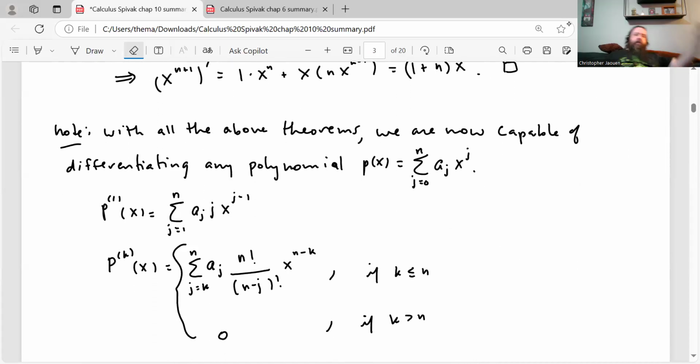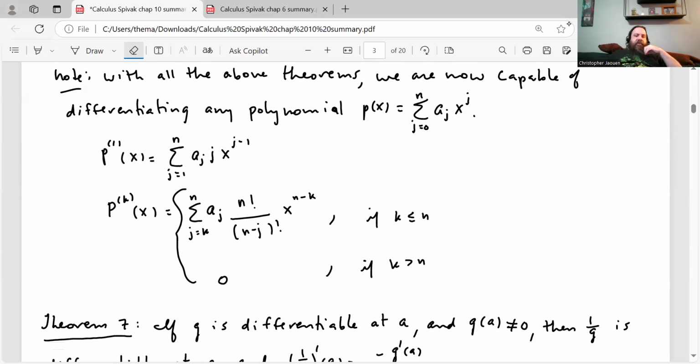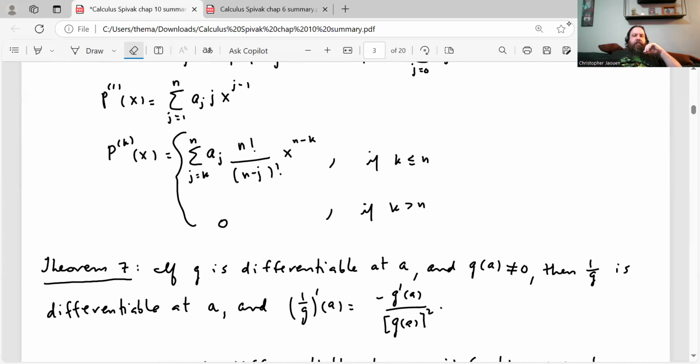Okay, we have another note here. With all the above theorems, we're now capable of differentiating any polynomial. A polynomial is a sum of the form a_j x to the j, j going from 0 to n. The first derivative is just the sum of a_j times j times x to the j minus 1, where j goes from 1 to n. If you take the kth derivative, you get this polynomial here, the sum from j equals k to n of a_j times j factorial over j minus k factorial, times x to the j minus k. That's if k is less than or equal to n. And for all k greater than n, the derivative is 0.